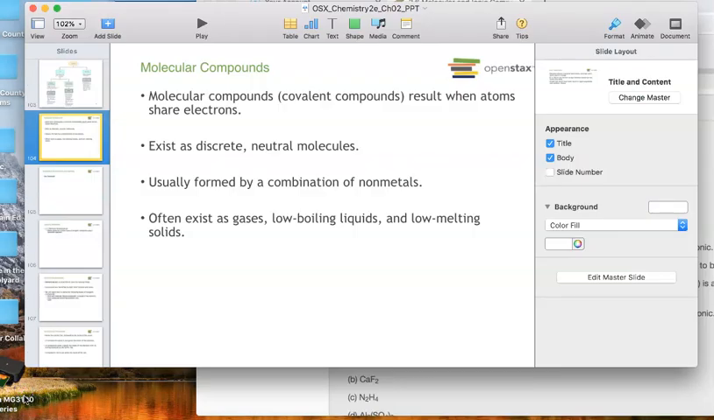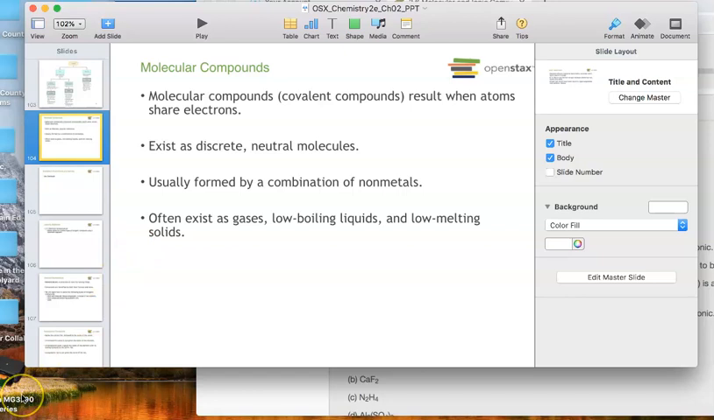So now we need to talk about molecular compounds, or what sometimes I refer to as covalent compounds. They are a result when atoms share electrons. Okay, so when we're talking about covalent compounds, the atoms are not ions. They are atoms that are sharing their electrons. So they exist as discrete neutral molecules. They're formed by a combination of nonmetals.